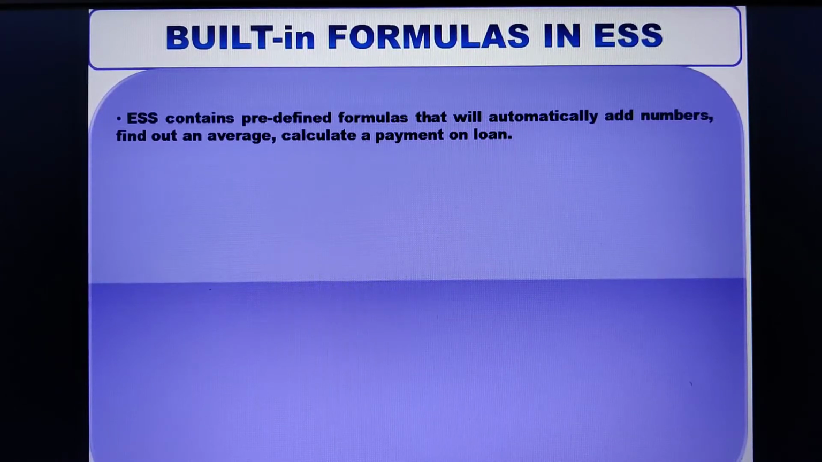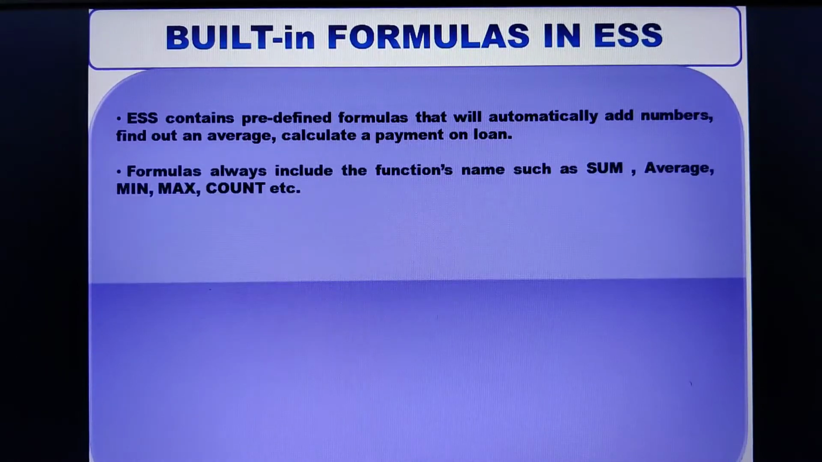Now here in the spreadsheet, as I said, there are many built-in functions like arithmetic, date and time. We can also refer to them as predefined functions. With the help of these predefined functions, we can find the sum of numbers, find an average, calculate the payment on a loan, and use count, minimum, maximum. Predefined means that what operation the function has to perform has already been defined.